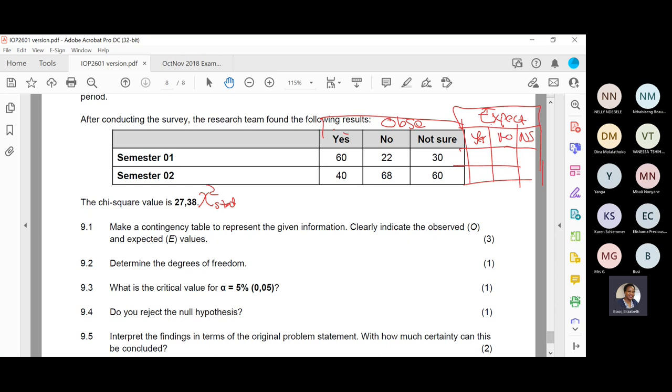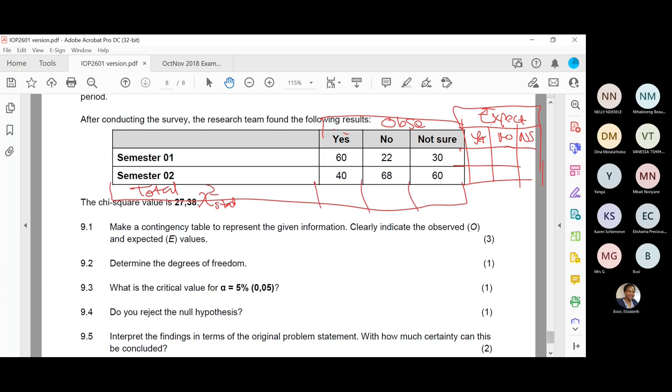So you can have it like this, where you have your observed and then your expected next to it. But the other thing that you need to remember is to go and calculate the total right here at the bottom, but only the total will apply for the observed values.